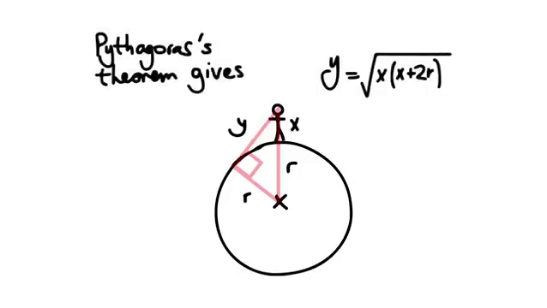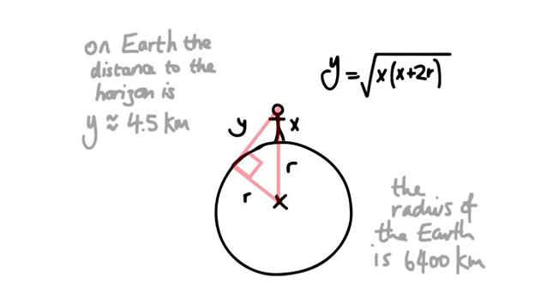It happens because we live on the Earth, a ball, and the ground slopes gradually away from us, eventually meaning that we can't see it anymore. We can calculate this distance relatively easily using Pythagoras' theorem for a right-angled triangle. When we put the numbers in, we find that the distance to the horizon is about 4.5 kilometres on the Earth.